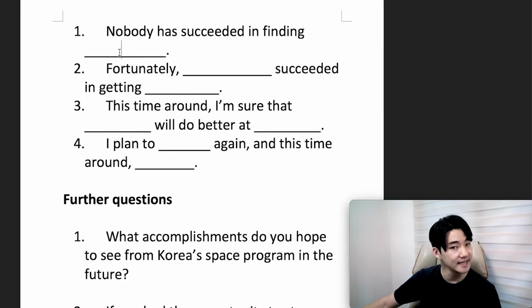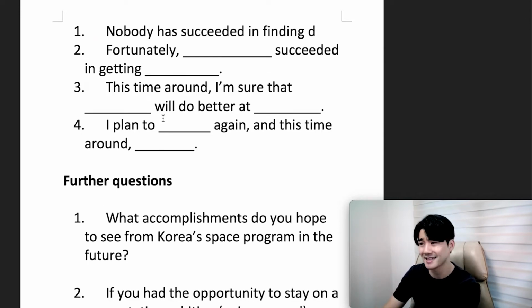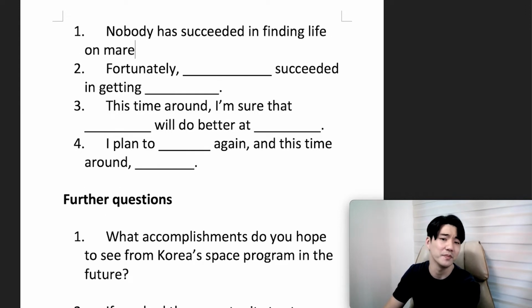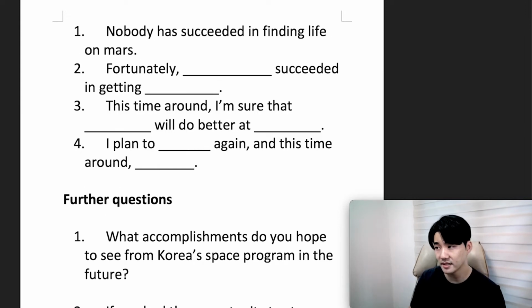Nobody has succeeded in finding life on Mars. So we've been to Mars, we've landed rovers on Mars, or cars on Mars, but yes, we haven't found life yet.